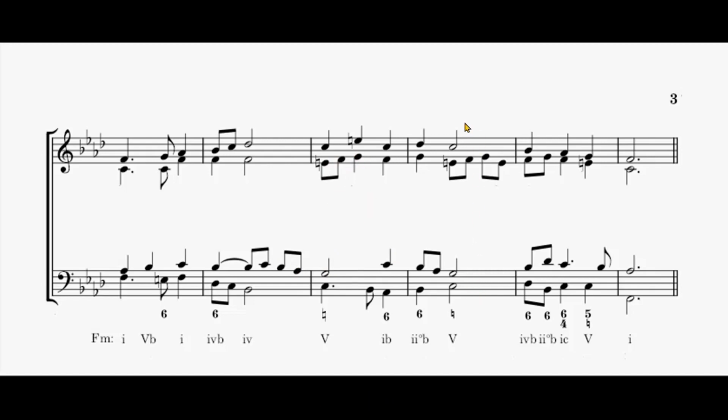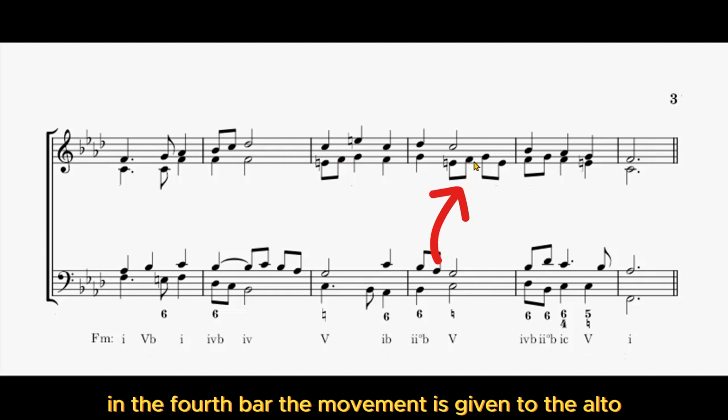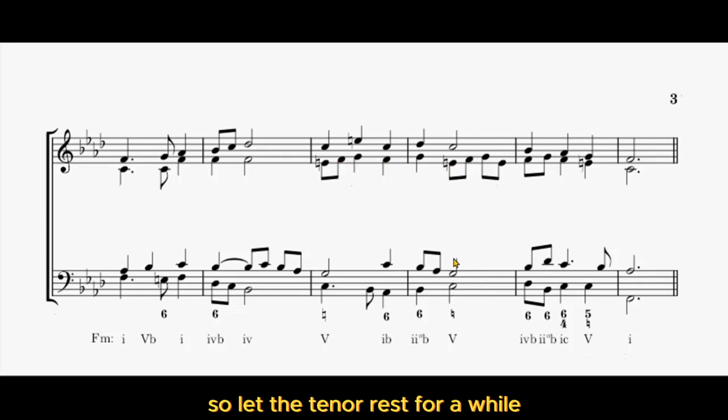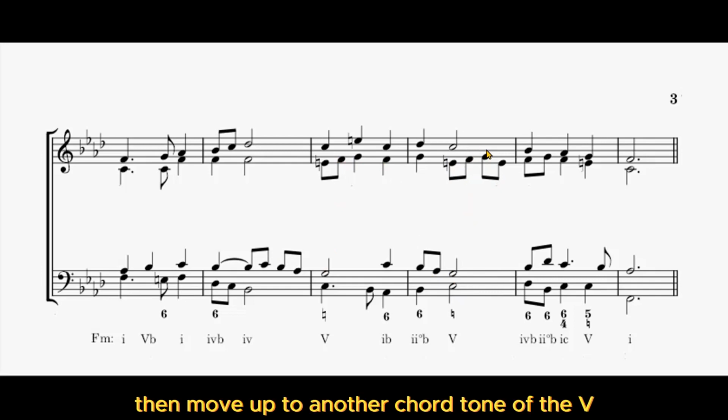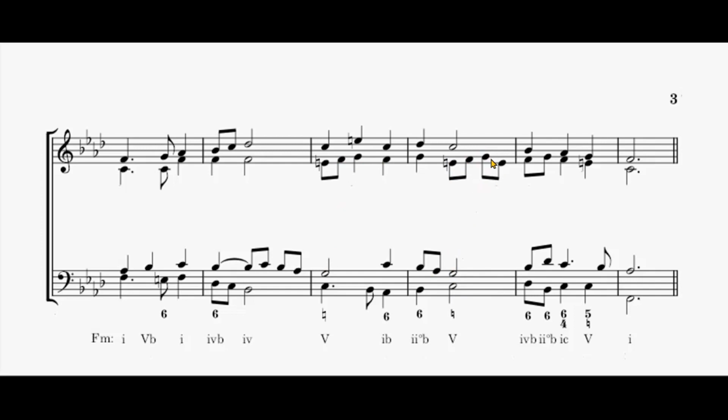This time, in the 4th bar, the movement is given to the alto. So let the tenor rest for a while, and then how to move the alto part is by adding passing notes. Then move up to another chord tone of the 5, back to E natural again, so fill up the space of the minim.